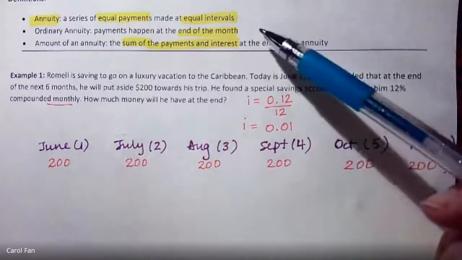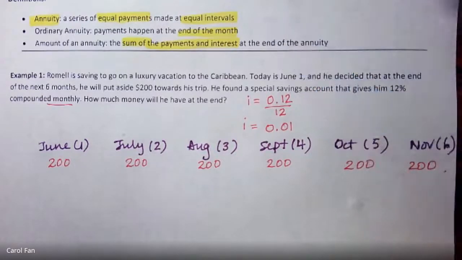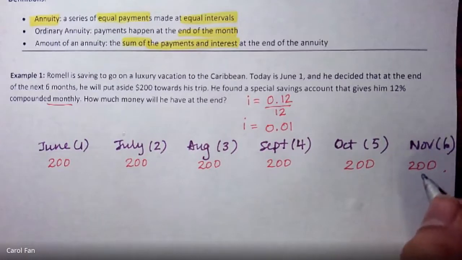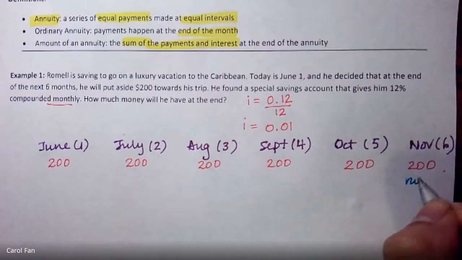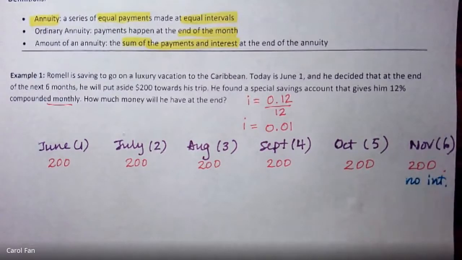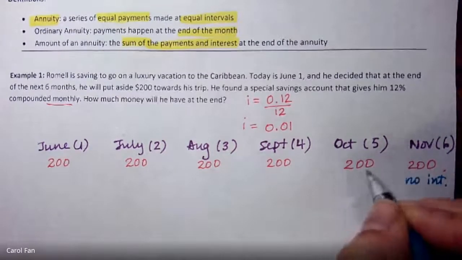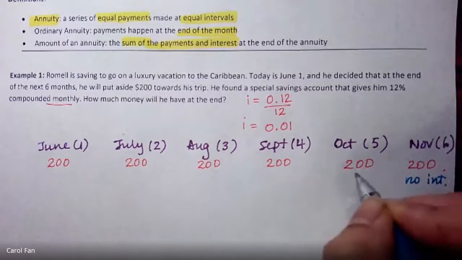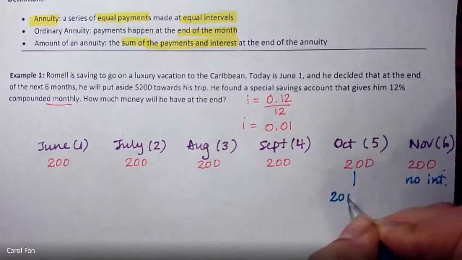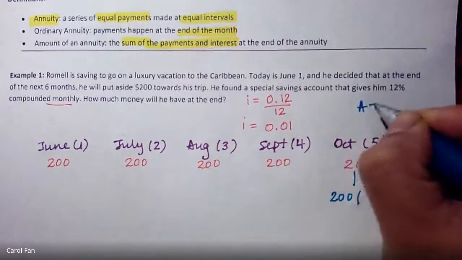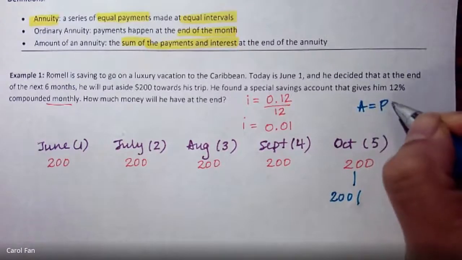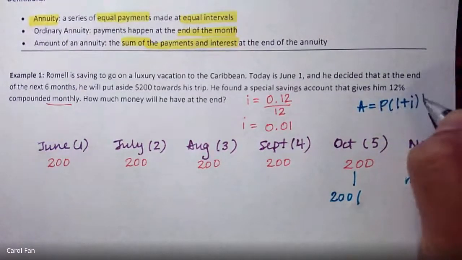Now, we defined that an ordinary annuity happens at the end of the month. So November was the 6th month. He puts it in on the last day of November, and the annuity is over. The agreement with the bank for the annuity is over. So the $200 that he put in November has no interest. The amount that he contributed on October 31st got 1 month worth of interest. So I'm using my compound interest equation, A is equal to P times (1 plus i) to the power n.